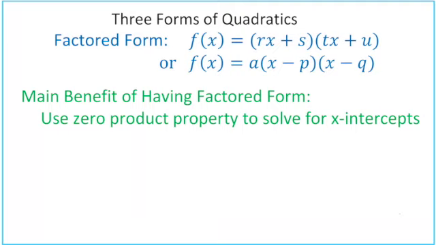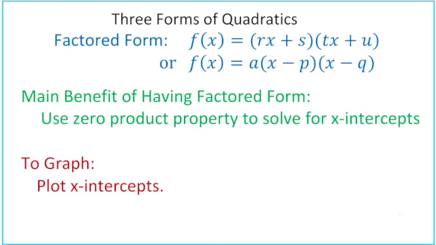So the main benefit of having factored form is that you can use zero product property to solve for x-intercepts. Or if it wasn't about a graph and you were just solving for x, if you're given factored form, it's quick and easy to solve because you can use zero product property. If you have factored form and you want a graph, you would start by plotting the x-intercepts because you can get x-intercepts from factored form so easily.